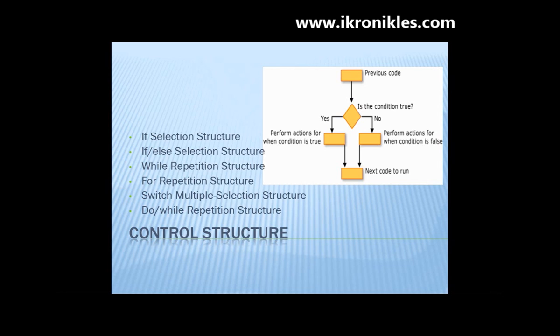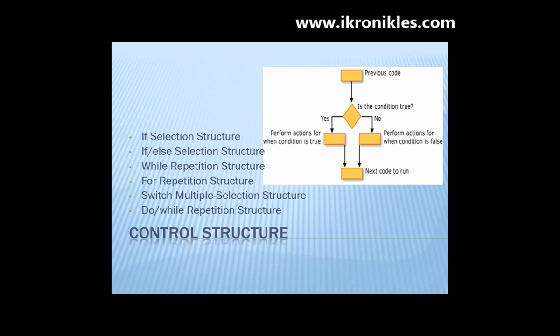The if selection structure is called single selection structure because it selects or ignores a single action, whereas the if else structure is called double selection structure because it selects between two different actions, while the switch structure is called multiple selection structure because it selects among many different actions.